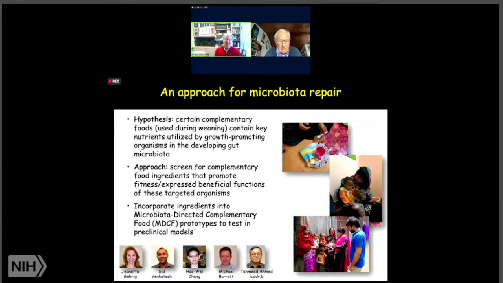So the approach that Jeanette Gehrig, who is a very talented PhD student in the lab, in concert with a talented postdoc, Sid Venkatesh, a talented PhD student, Hao-Wei Chang, Mike Barrett, person who oversaw our interactions between the clinical studies being done in Bangladesh and our clinical work here in the labs at Washington University, and Tamid Ahmed conducted a screen for these complementary food ingredients that might promote the fitness and express beneficial functions of our therapeutic targets, and to incorporate these ingredients into what we would call microbiota-directed complementary food prototypes that we would test first in our preclinical models.